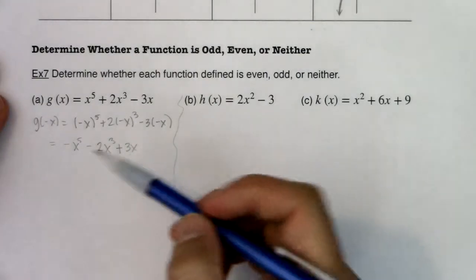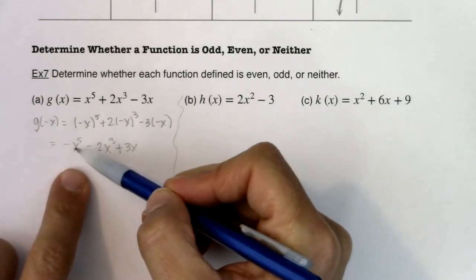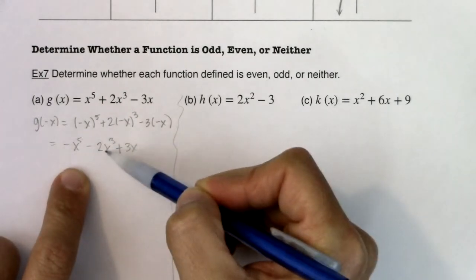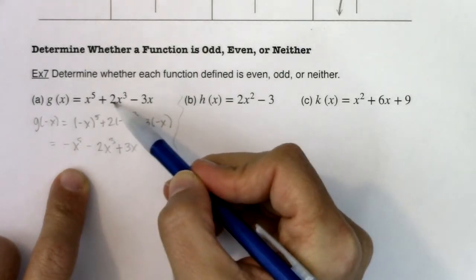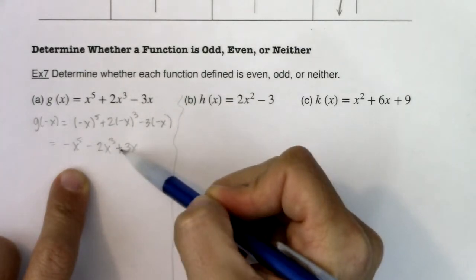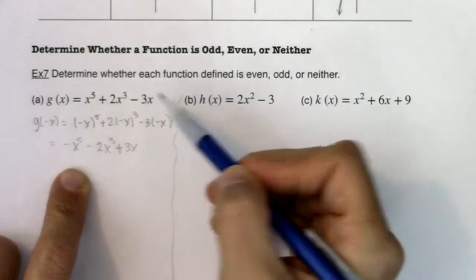And one thing to notice is that this function has the same degree terms: x to the fifth, 2x cubed, 3x, but with opposite signs. This went negative, negative, positive, and this was positive, positive, negative.